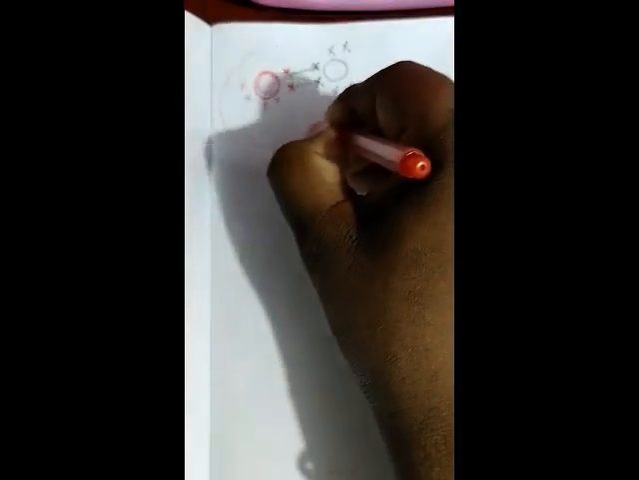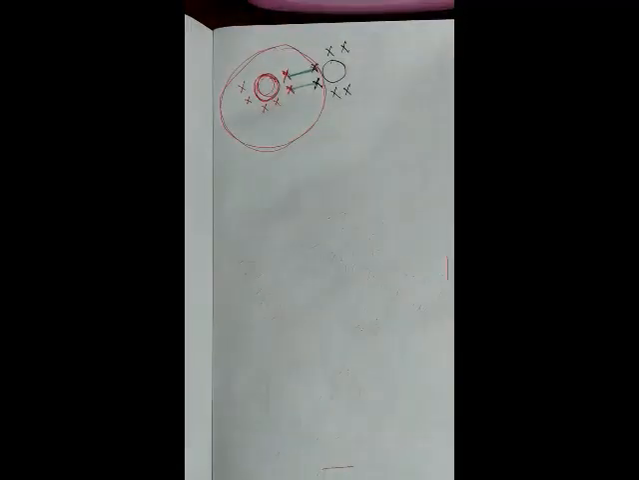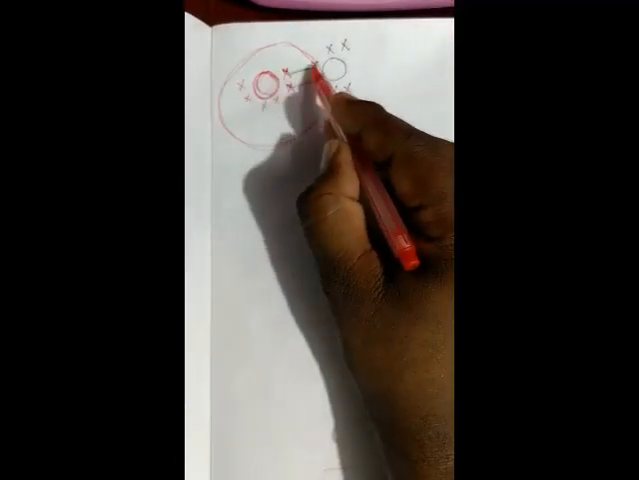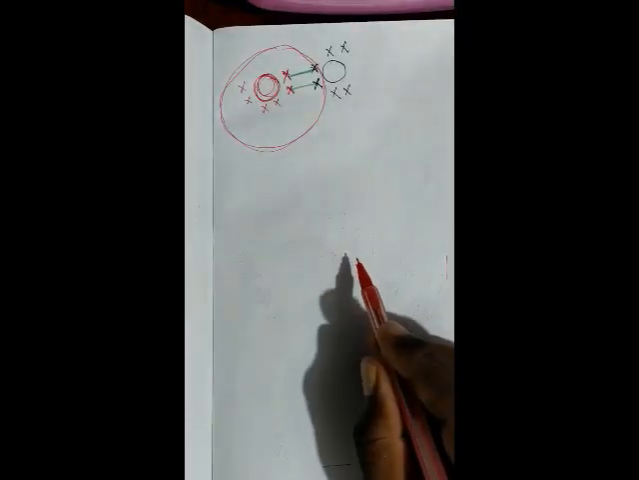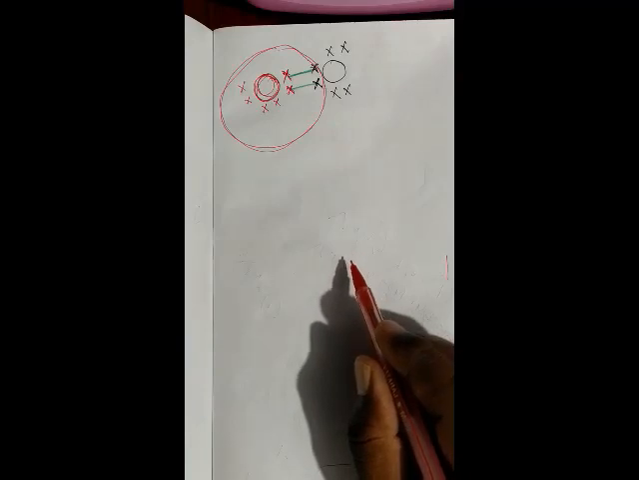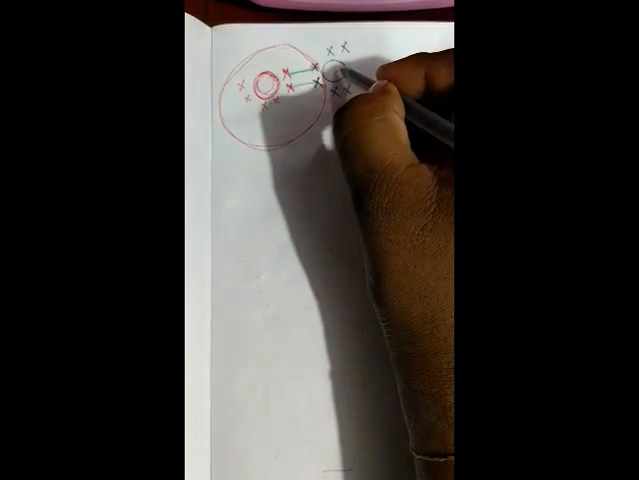So see here, the red circles. In this red circle, that means the first oxygen atom. So see 1, 2, 3, 4, 5, 6, 7, 8. So 8 electrons are there. Now it will become a stable atom.